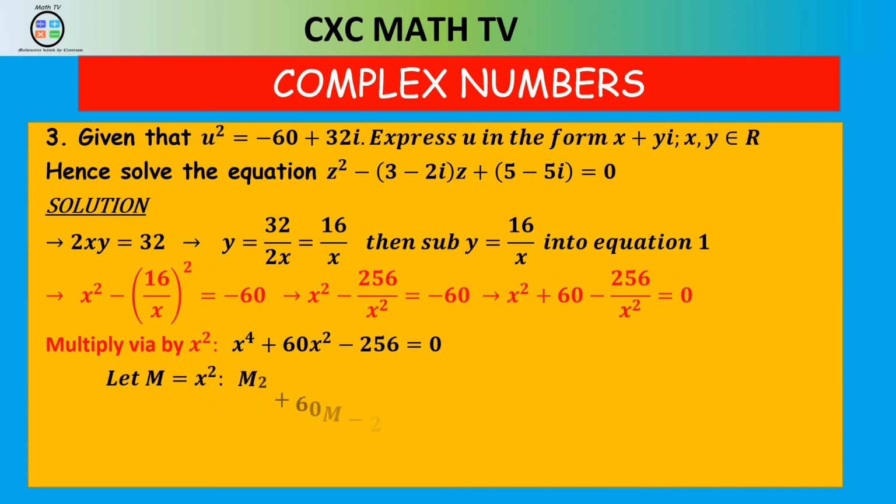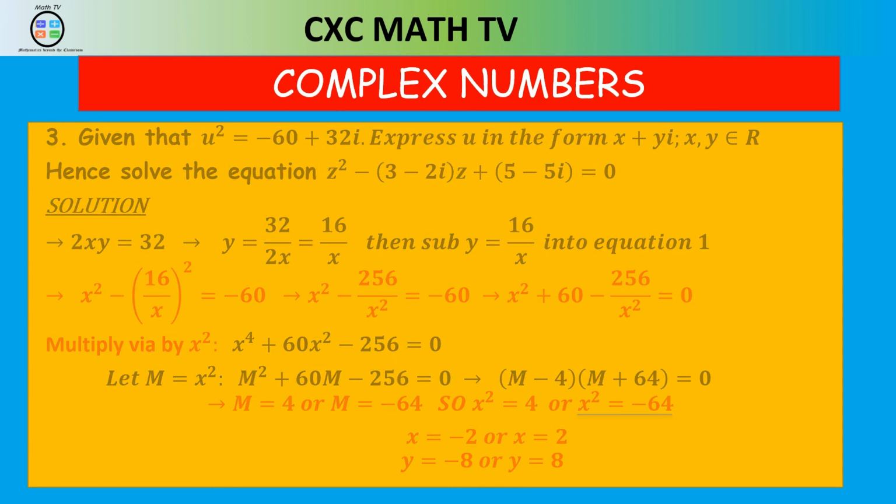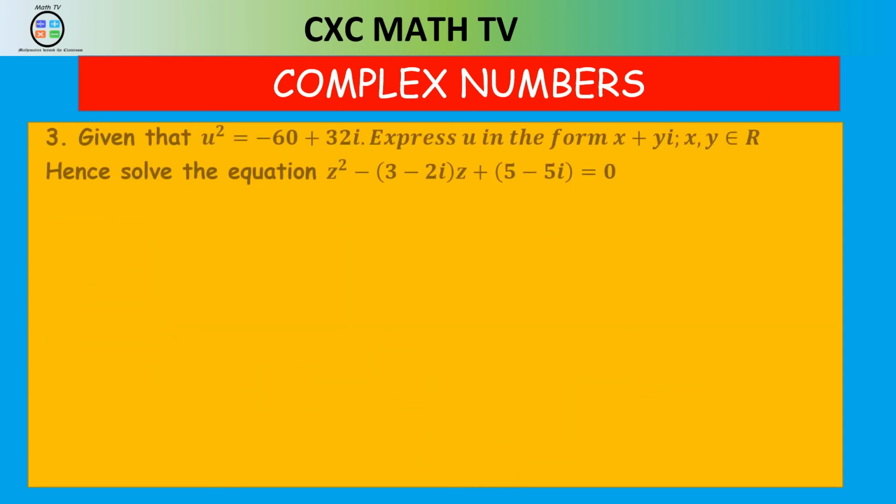But look at that. x squared equal negative 64. That's crazy because x is a real number. You cannot square a real number and get a negative number. So we focus on x squared being 4. So we end up with x is negative 2 or positive 2. Now remember, y is 16 over x. So when x is negative 2, 16 over negative 2 is negative 8, or when x is positive 2, 16 over 2 is positive 8. So now we can conclude that u is x plus yi, so that's either negative 2 minus 8i or u is 2 plus 8i.